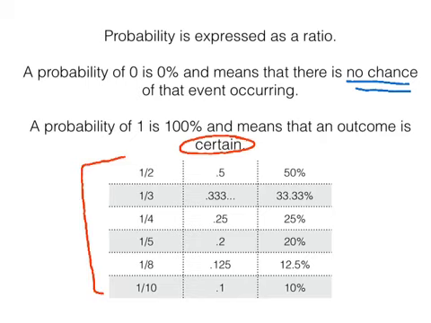1/2 is 0.5 is 50%. A third is 0.3 repeating, which is 33.3 repeating percent. A quarter is 25% or 0.25. 1/5 is 0.2 or 20%. 1/8 is 0.125 or 12.5%. And 1/10 is 0.1 or 10%.